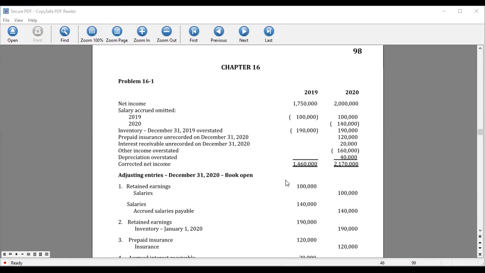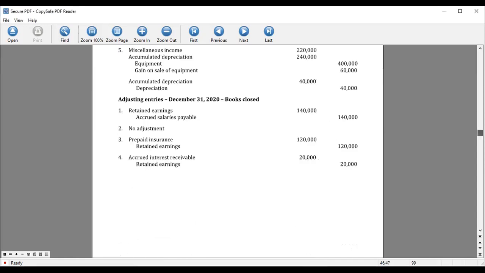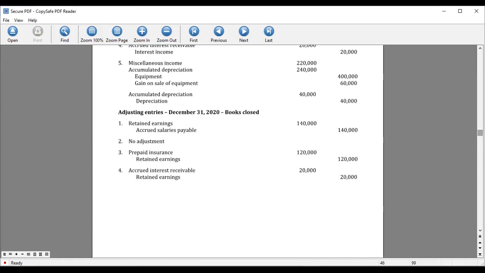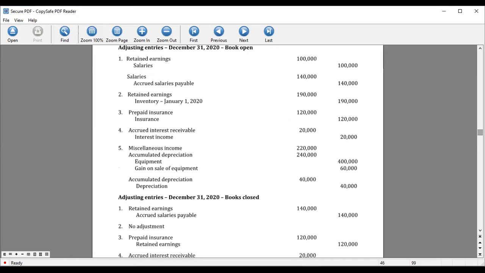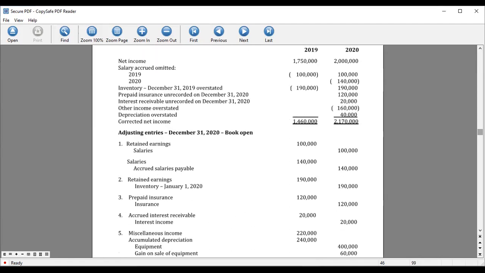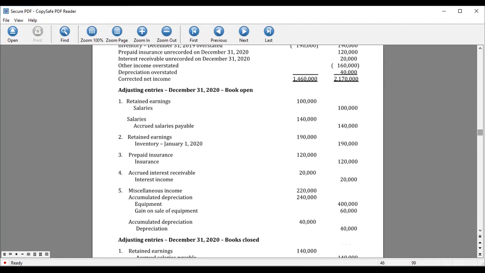Then in number 4, we have to recognize the adjustment for accrued interest receivable for 20,000 and credit interest income. Now we are adding 20,000 to 2020 with the assumption that the books are still open, so we can use the nominal accounts.